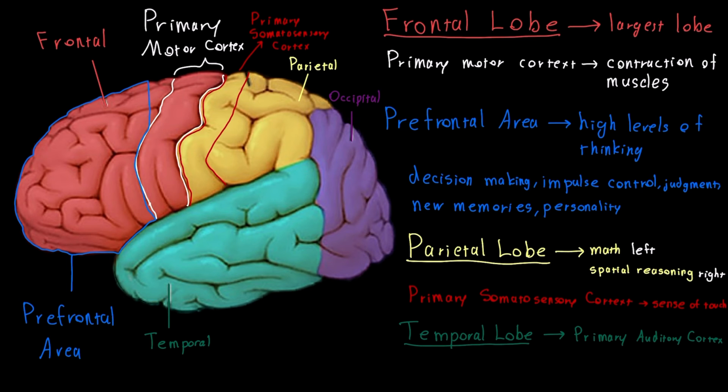And then the temporal lobe is the green one on the bottom. It is the primary auditory cortex, and it is also involved in facial recognition on the right side and language on the left side. And the way you can remember that it is involved with auditory recognition, or just hearing sounds, is that it's near the ear.